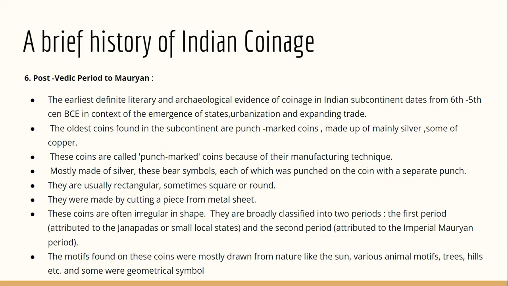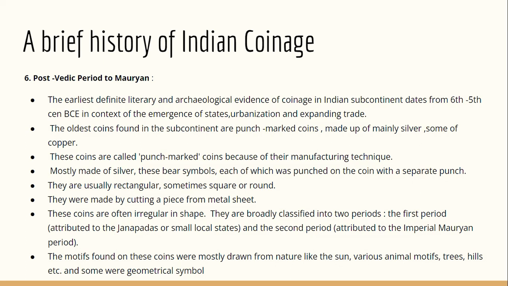Why? Because we all know that this period, post-Vedic period, is a period of Mahajanpads, and this is called the period of second urbanization, emergence of states, second urbanization period, and expanding trade network. So as a result, this period marks the beginning of the definite coinage in the Indian subcontinent, and this continues up to the Mauryan period. The coins of this period are called punch marked coins.